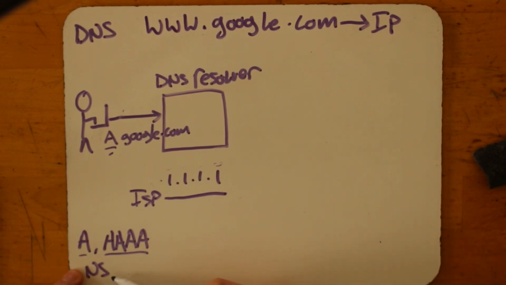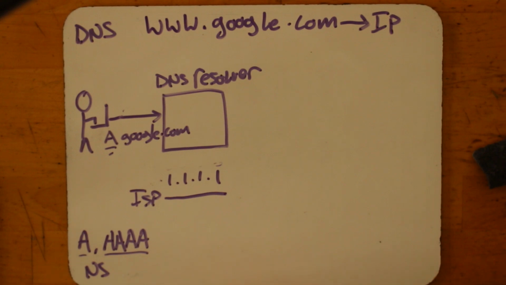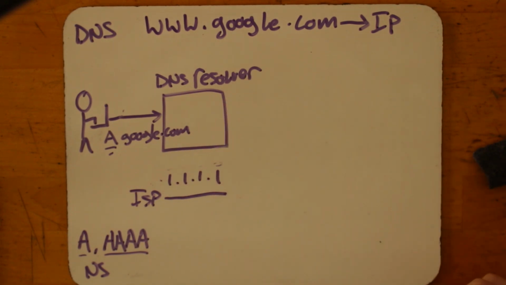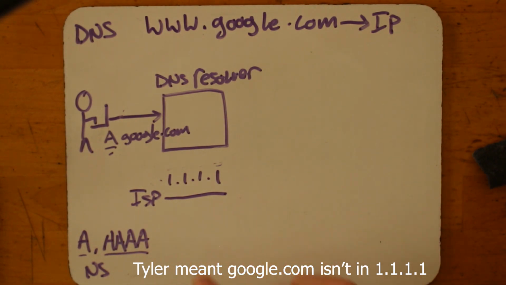A name server record, an NS record, asks what is the authoritative name server associated with google.com? To figure out what that means, we have to go a little deeper. Let's say I send this A record to my DNS resolver, 1.1.1.1, and they don't have google.com in their cache. This might not be realistic in most settings. Google.com is probably in the cache, but we're assuming the worst case scenario. So this is a brand new instance and 1.1.1.1 isn't in there.